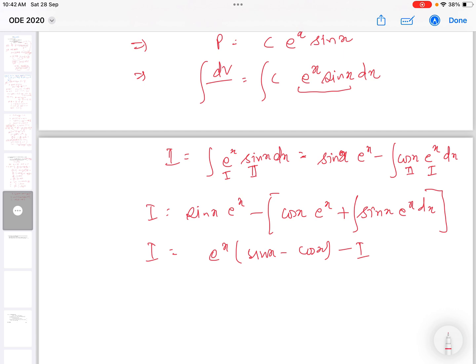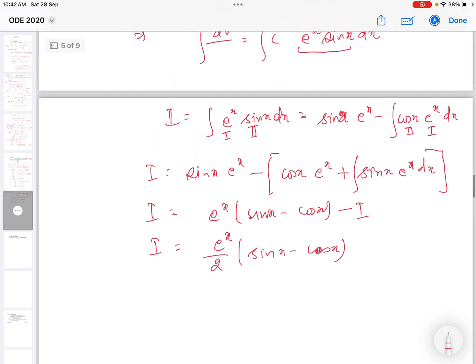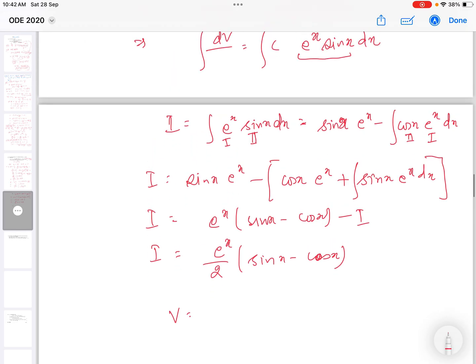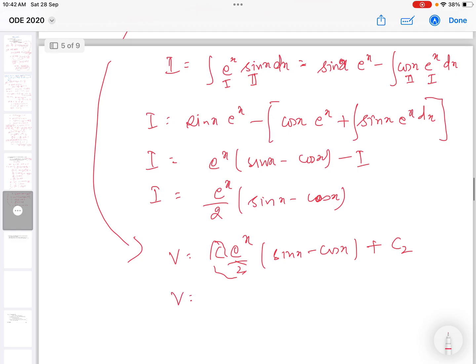We just put it as I, and it will come to the LHS side, and it will become e raised to the power x by 2 times sin x minus cos x. We have learned this method in class 12th, where we learned how to solve these kinds of integral equations. So this is the final result of integration. Coming from this equation, v becomes c e raised to the power x by 2 times sin x minus cos x plus c2. There will be another constant because we are doing integration again. Say c1 by 2 as another constant, c1 e raised to the power x sin x minus cos x plus c2.